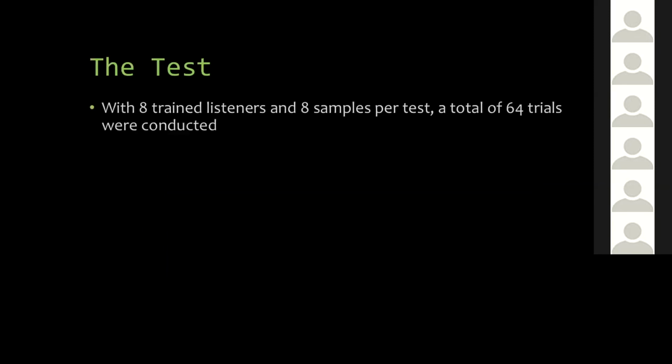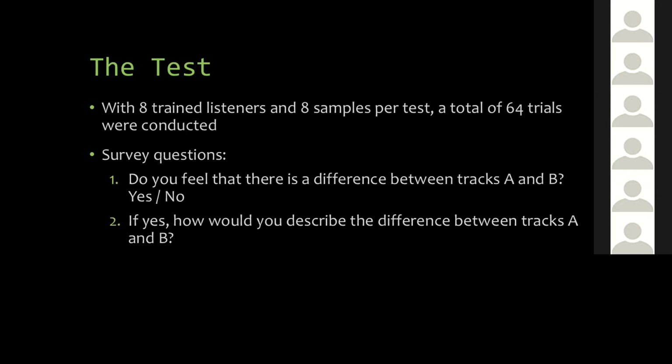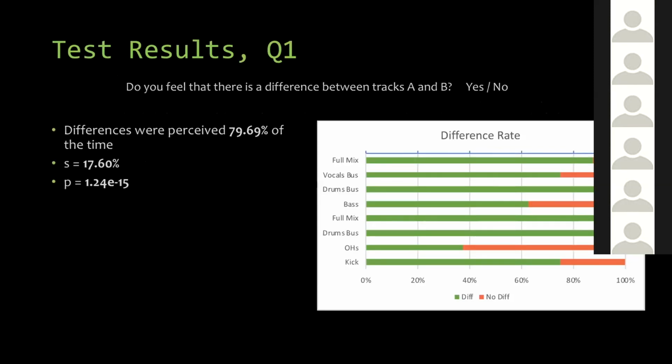All right, so we'll use that to get into the test results then. So with 8 trained listeners and 8 samples per test, a total of 64 trials were conducted. The survey presented them with the same 3 questions for all 8 sample pairs. First, simply asking if they could hear a difference between tracks A and B. Next, they were asked to describe what differences they heard. And finally, to determine if they had a preference or if the samples were just so incredibly close that they didn't have one. So the results that came from this study are presented now.